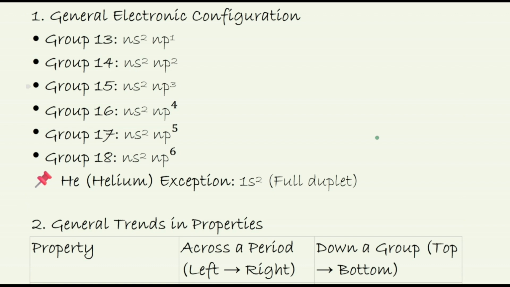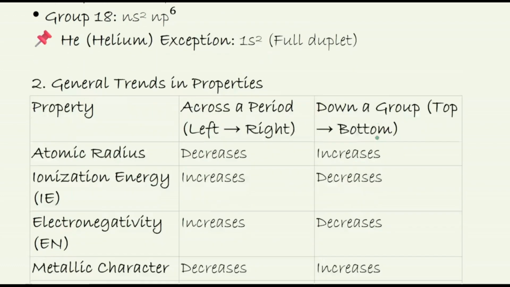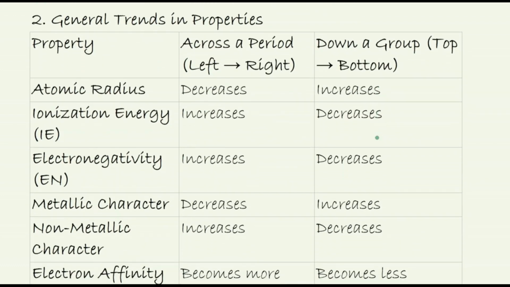As you can see, groups 1, 2, 3, 4, 5, 6. As simple as that: ns2 np1, ns2 np2, like that. In the exceptional case, helium follows the full duplet, that is the 1s2 configuration.